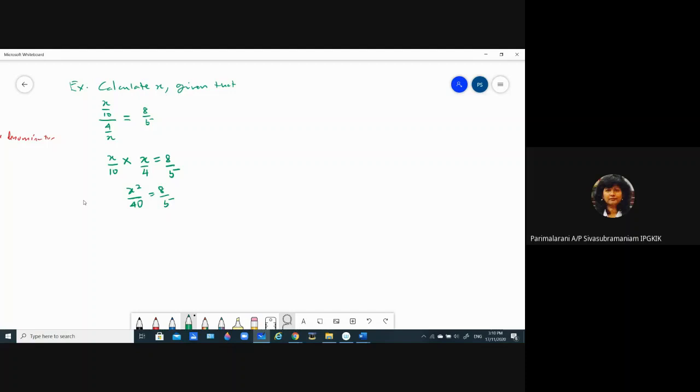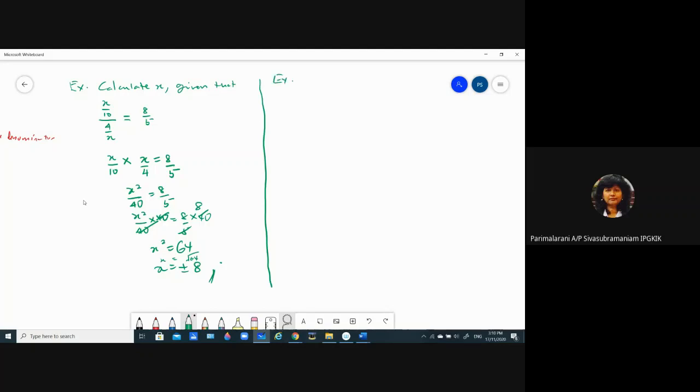So what do we do with the 40? To eliminate 40, we multiply by 40: x squared equals 8 over 5 multiplied by 40. You have 8 here. So x squared is equal to 64. x is equal to plus or minus 8. So this is operations or calculations involving a complex fraction. I want to do one last example.